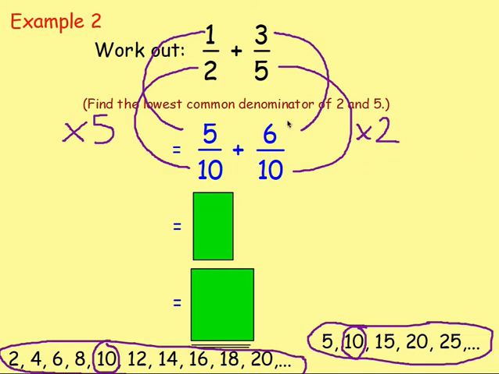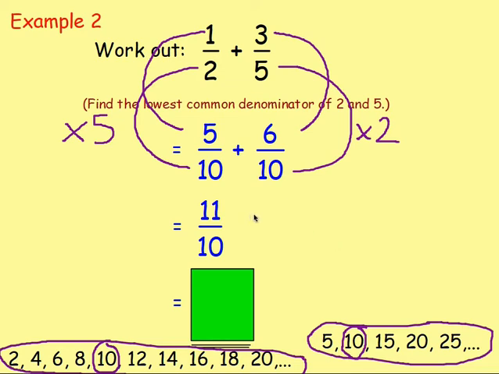From there, we've got so many tenths and so many tenths. So we can work out how many tenths we have by adding the numerators together. So 5 add 6 is 11. You got it. So we've got 11 tenths. Would we leave it as 11 tenths? No, we wouldn't, because this is an improper fraction.